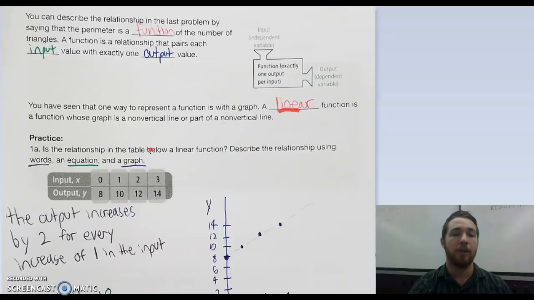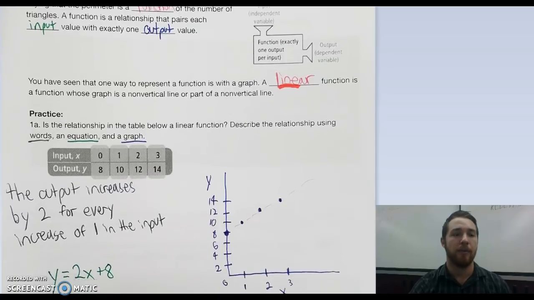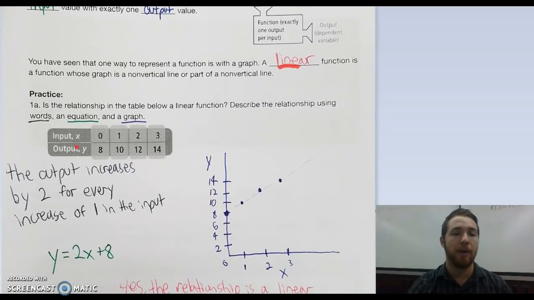So the relationship in this table, if we have to decide if that's a linear function, we're going to also describe that relationship using, again, a few different answers: words, equation, and a graph. If I'm trying to put that together, it looks like from my table, every time I increase the input by 1, the output's going to increase by 2. So we can describe that relationship.